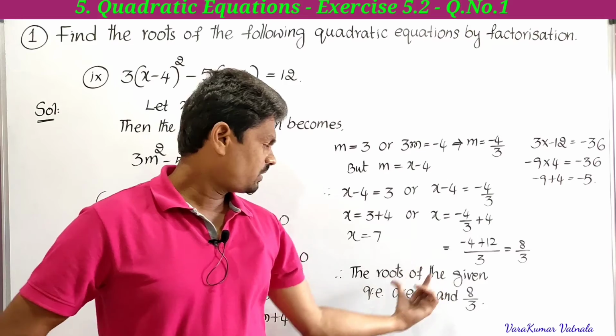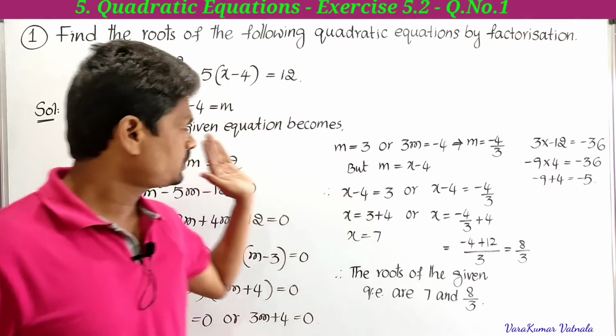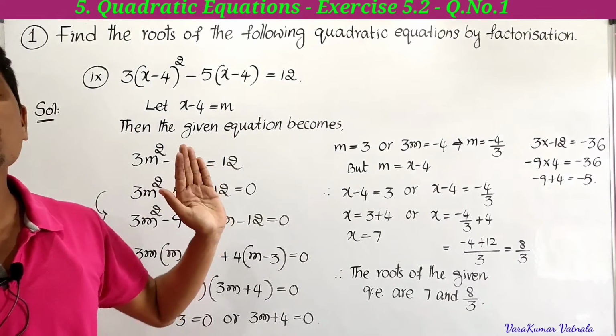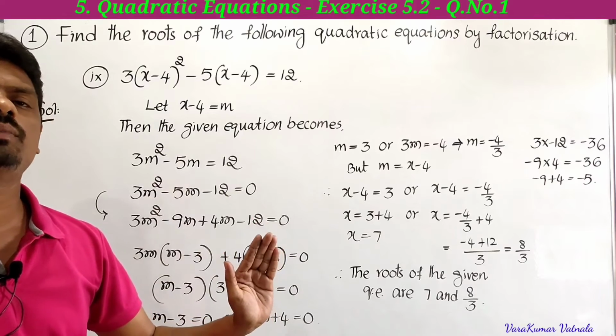Therefore the roots of the given quadratic equation are 7 and 8 by 3. So this is the ninth bit in the first problem. So there are totally 9 bits. We have completed all the 9 bits.